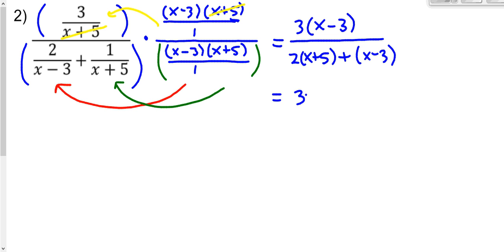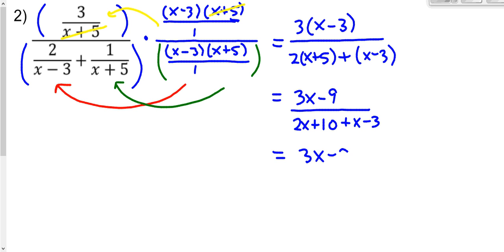How about if we distribute the 3? That may or may not be a good idea if we're about to factor it later. We don't know, we'll see. Let's distribute the 2 on the bottom, so 2x plus 10, and then we have the x minus 3, and let's go ahead and combine the like terms. On the bottom, we get 3x plus 7. So 3x minus 9 on the top, 3x plus 7 on the bottom.